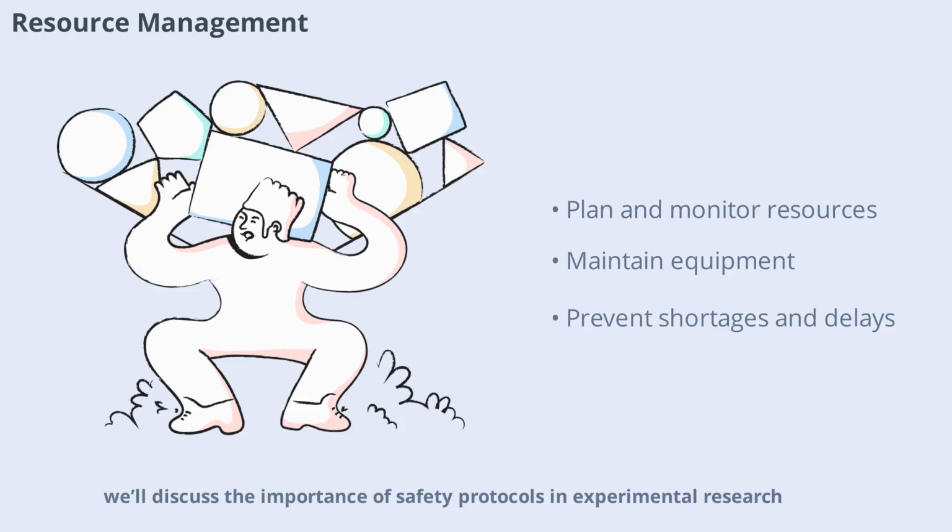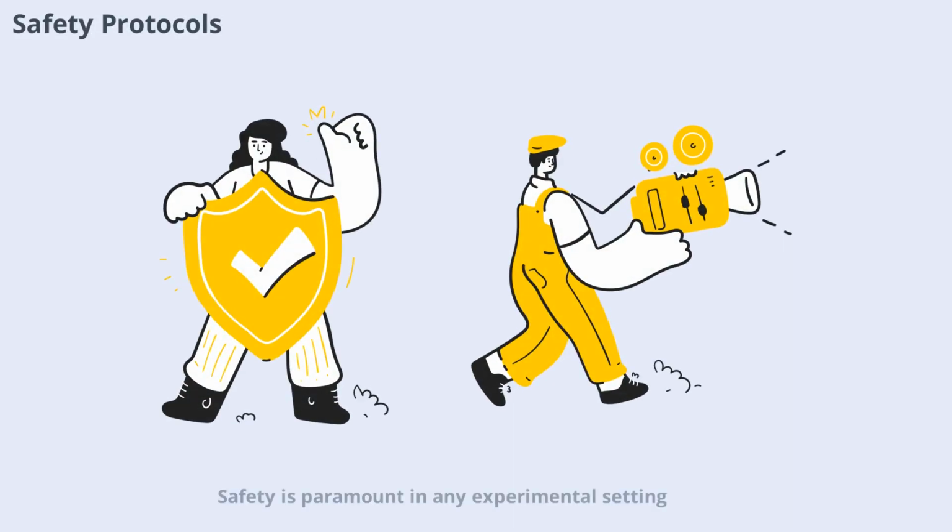Next, we'll discuss the importance of safety protocols in experimental research. Safety is paramount in any experimental setting. Protocols should include detailed safety instructions, emergency procedures, and guidelines for handling hazardous materials. Regular training and safety audits help maintain a safe working environment. Adhering to safety protocols protects researchers and ensures compliance with regulations.